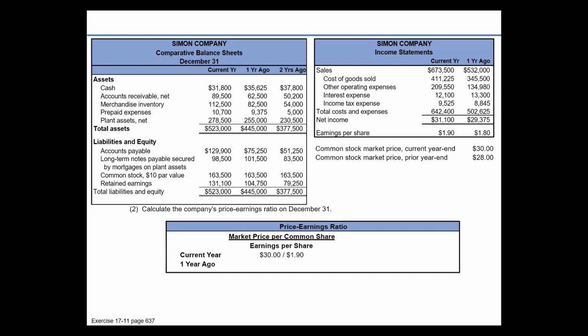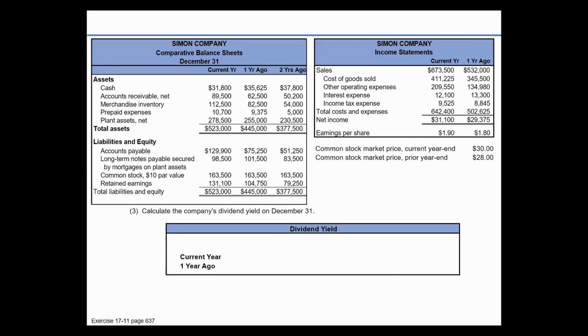So we know then that for the current year, $30 is the common stock market price at the year end, divided by the earnings per share, which is $1.90. So that comes out to 15.8. And you could do the same thing for 1 year ago. We know that the common stock market price was $28, divided by the earnings per share from a year ago, $1.80. Comes out to 15.6.